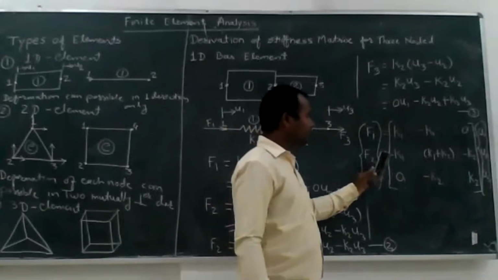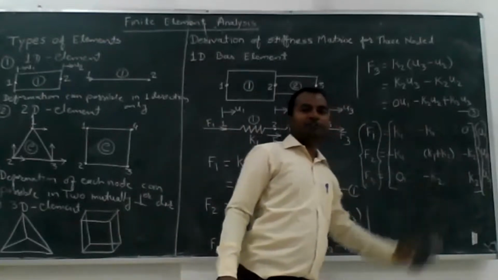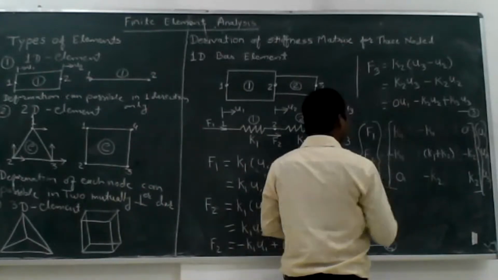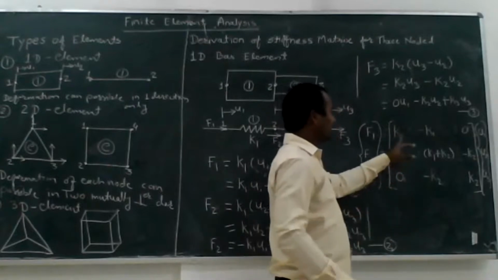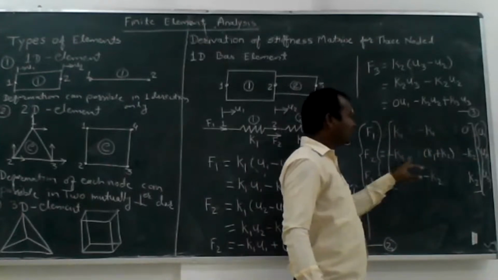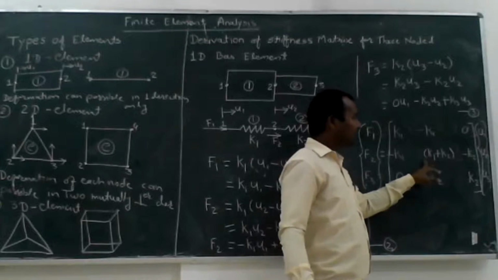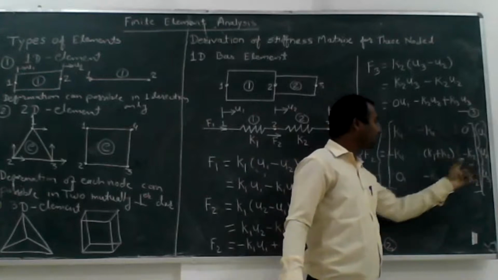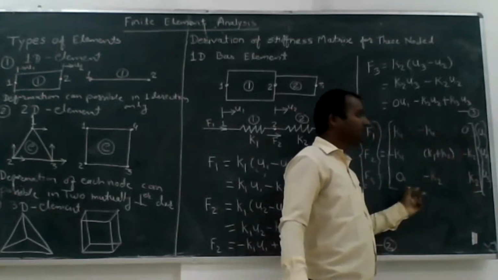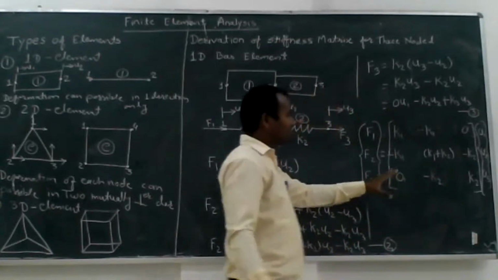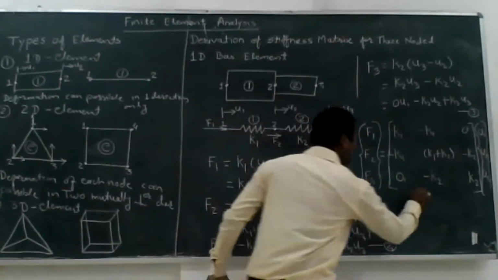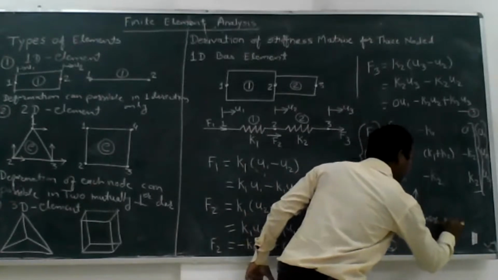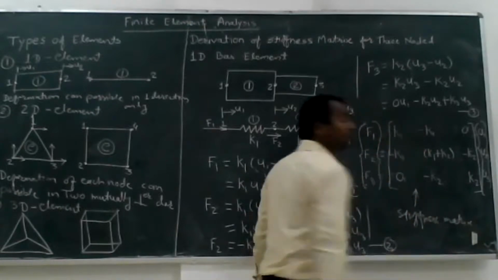Okay, so this is the force matrix, this is the stiffness matrix, and this is the displacement matrix. So here F1, F2, and F3 is equal to K1, minus K1, minus K1, K1. And thereafter the second stiffness matrix is added, that is K2, minus K2, minus K2, K2, and the remaining terms are 0. So I just explained this term. So this is the stiffness matrix for the 3-noded element.